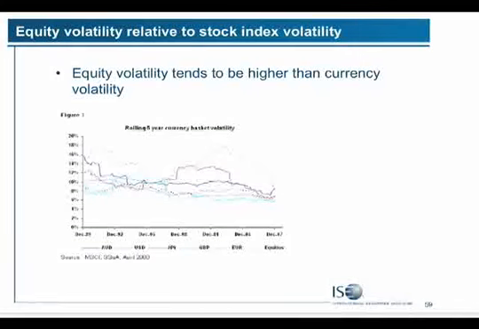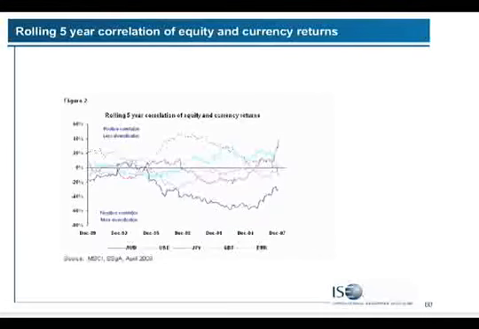Equity volatility tends to be higher than currency volatility. So we know that currency volatility should be much lower than equity. Here is the rolling 5-year correlation of equity and currency markets. What's interesting to see is that you'll see the blue line here is the Australian volatility, and that's going to make sense.